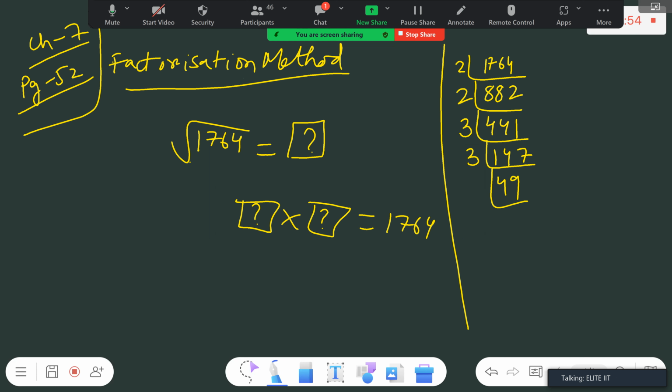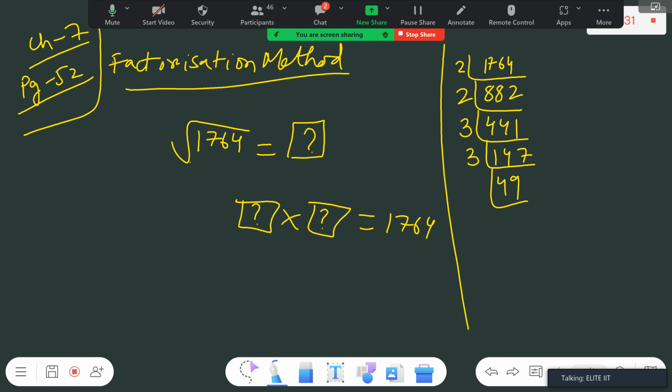Now, if you learn the squares and square roots, you can directly say that 49 is equal to 7 into 7. Or, if you want to check by the prime factorization method, first we will check 49 for 2. Can you divide 49 by 2? No, sir. We cannot divide 49 by 2.